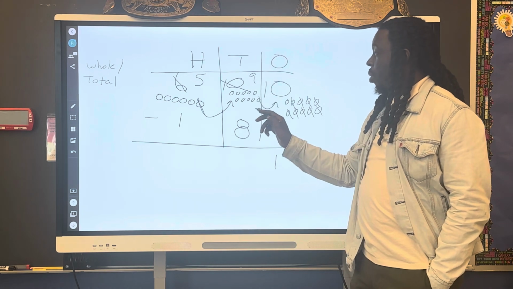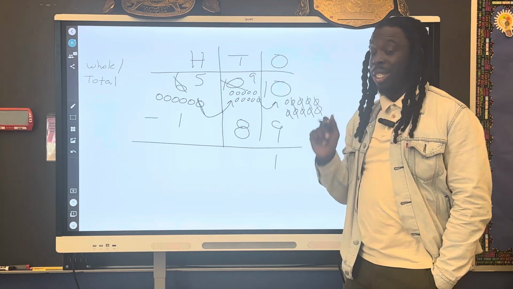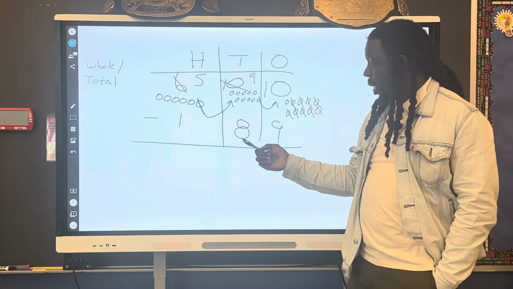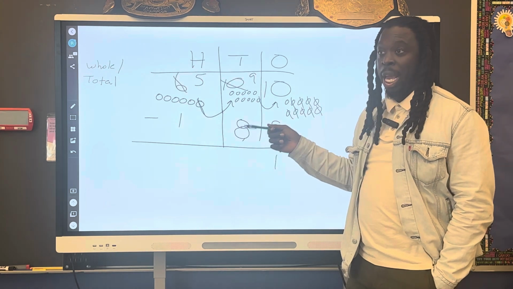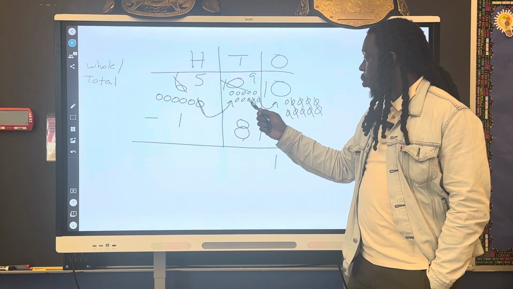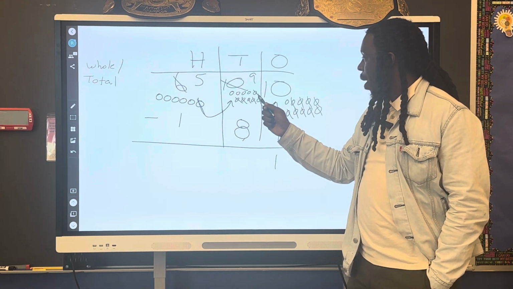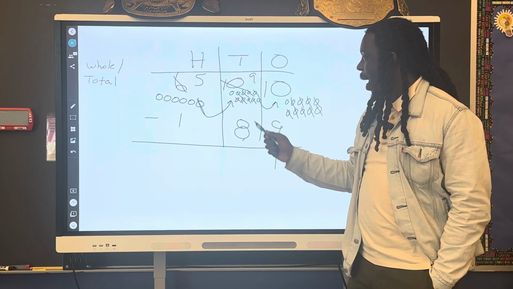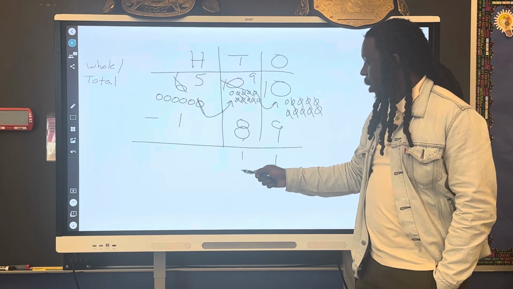When we move to the tens place, remember, we gave away 1. We still need to take away 8. This says we need 8. We need 8 of your 10s. We still have to take 8 of those 10s. 1, 2, 3, 4, 5, 6, 7, 8. 9 minus 8 is 1.